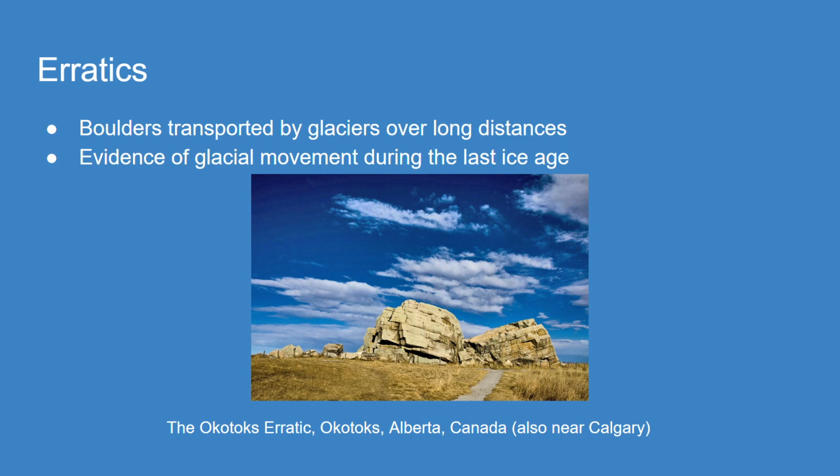And so erratics are boulders transported by glaciers over long distances, and they indicate evidence of glacial movement during the last ice age. One of the most famous examples is the Okotoks erratic, which is also near Calgary, and I used to see this erratic quite a few times. It's quite a big one.